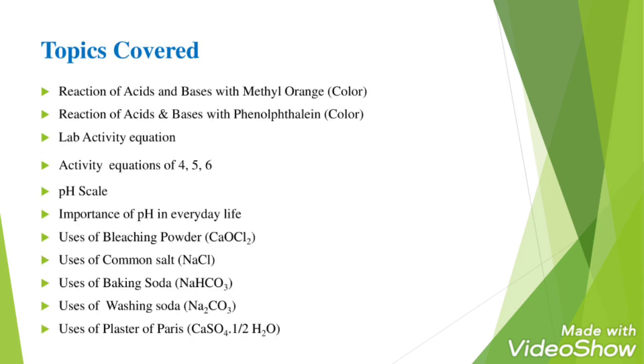The topics covered in the shortcut method are: first, reaction of acids and bases with methyl orange. Second, reaction of acids and bases with phenolphthalein. Third, lab activity equation. Fourth, activity 4, activity 5 and activity 6 equations. Fifth, pH scale. Sixth, importance of pH in everyday life. Seventh, uses of common salt.